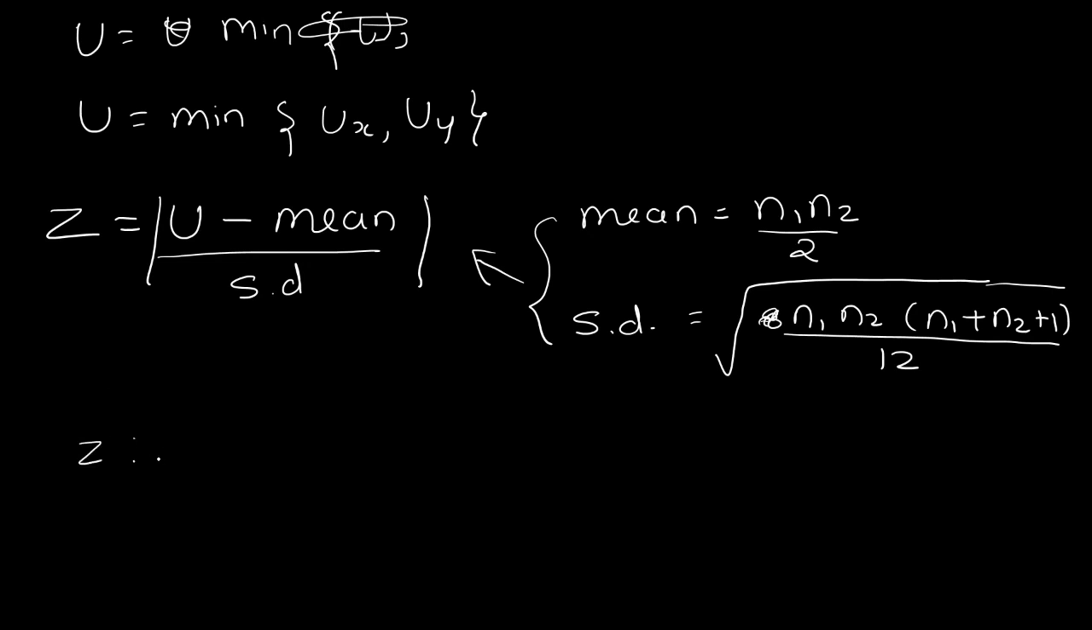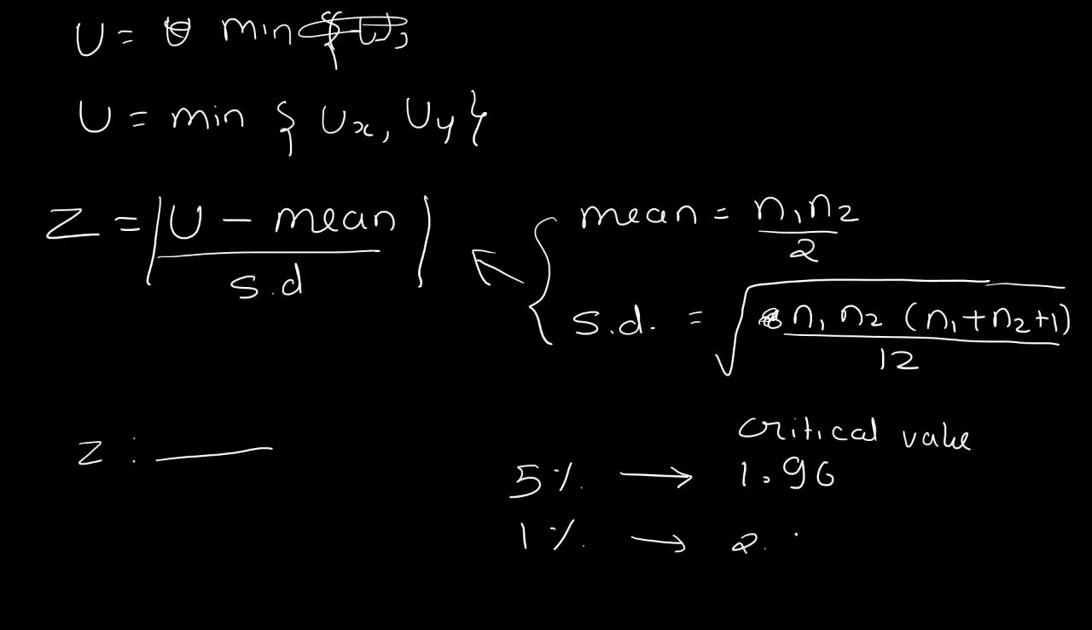Once this Z value has been calculated, compare your calculated value for the 5% or the 1% level of significance. For 5%, your critical value will always be 1.96, and for 1%, it will always be 2.58. If your calculated value crosses these values, your null hypothesis will be rejected. But if your calculated value is less than these values, your null hypothesis will be accepted. So this is how we proceed with this kind of test.